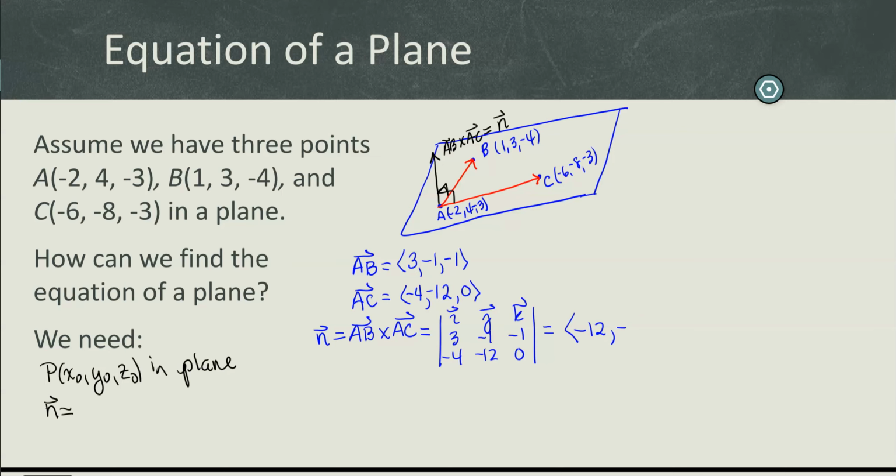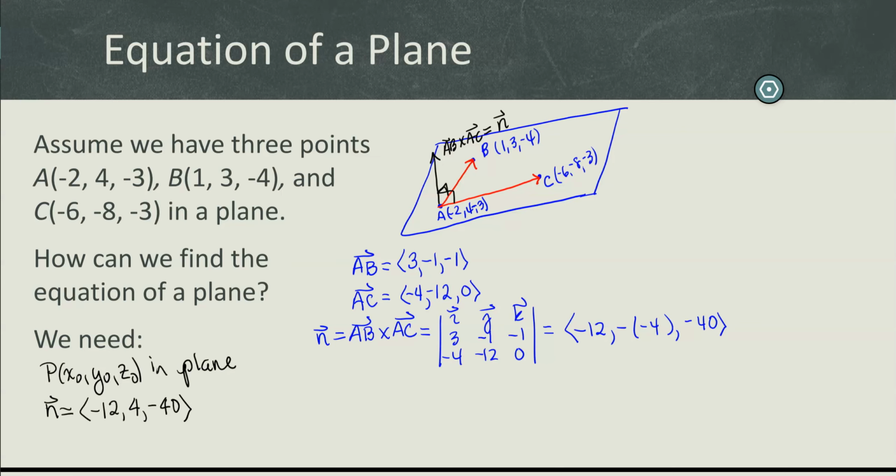The opposite of, for the y component, we'll have 3 times 0 minus 4. It's the opposite of a negative 4. And then for our z component, 3 times negative 12 minus negative 4 times negative 1. So negative 36 minus 4 will give us a negative 40. So our normal vector is going to be negative 12, positive 4, and a negative 40.